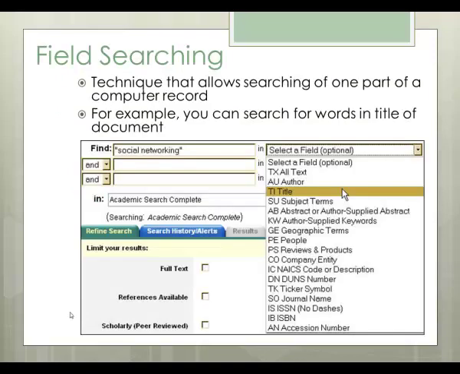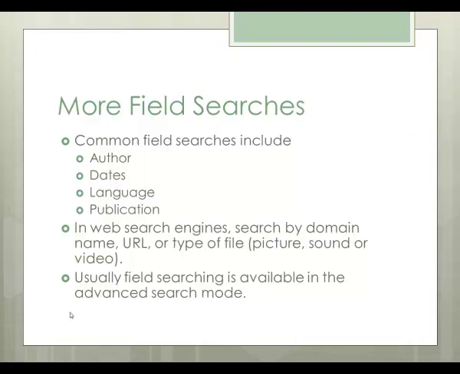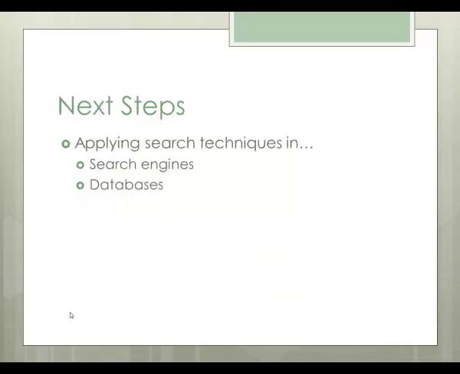Field searching allows you to look for keywords in a specific place in the record. For example, if you're looking for a book that you remember had the words social networking in the title, you can search for the words just in the title field of the computer record. Field searching can also help narrow searches when you're looking for something very specific. Searching for images in Google, for example, is a type of field search in which Google is only looking for image files. Next, we're going to look at ways to apply these techniques in search engines and databases.